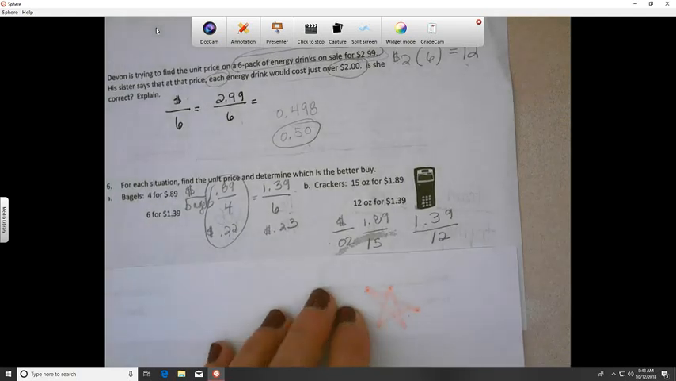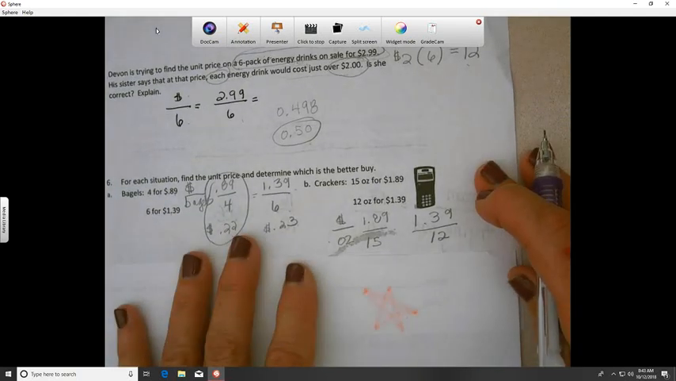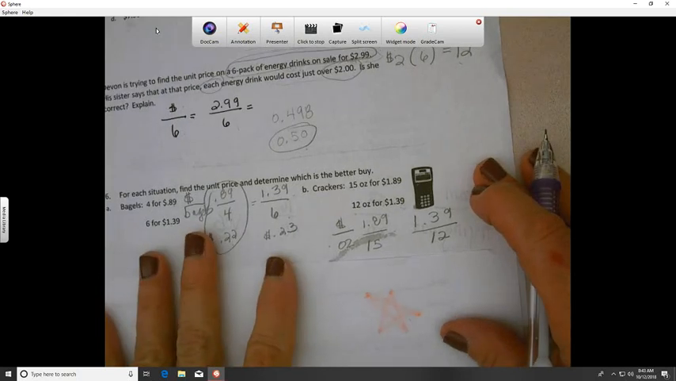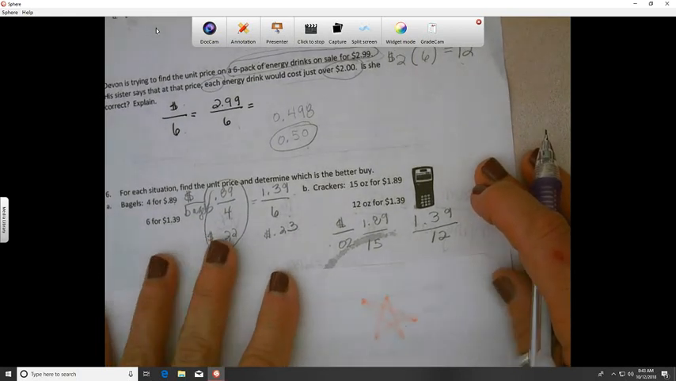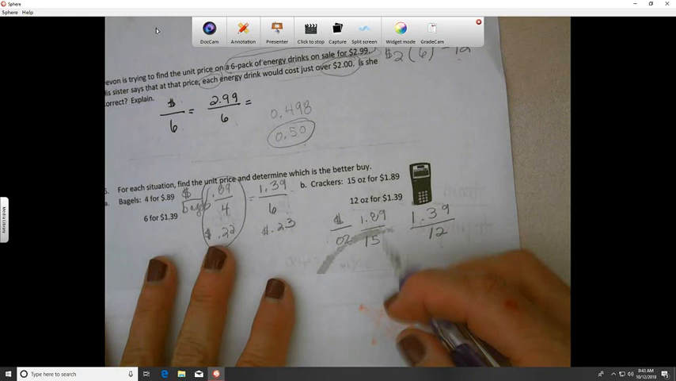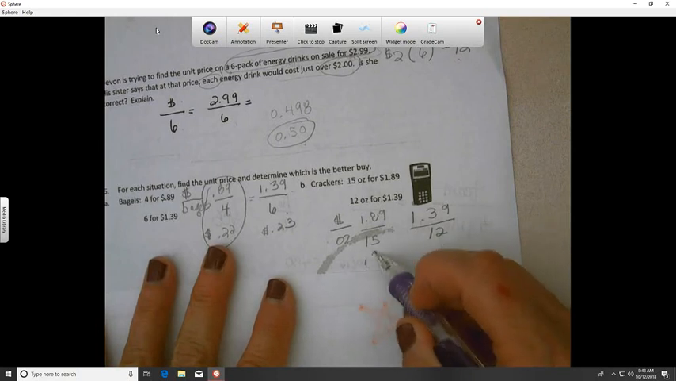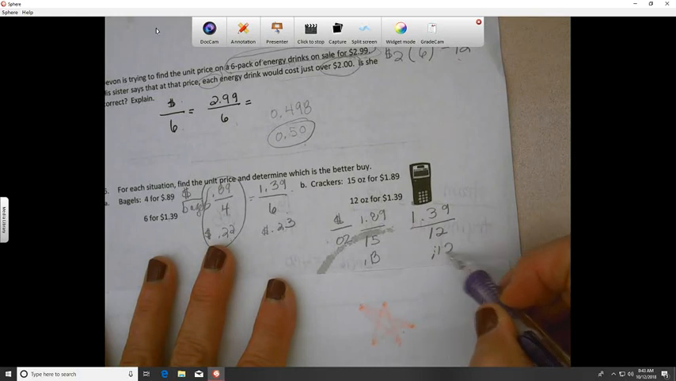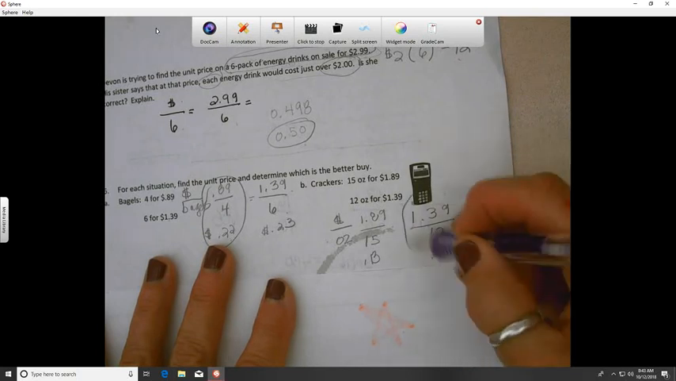Someone tell me what you got when you divide it. If you don't have it, you should be doing it now. Homework with a purpose. When you divided, Hannah, what'd you get? 13 cents. And how about here? 12 cents. Which is the better buy? There we go. Okay. Take your do now out.